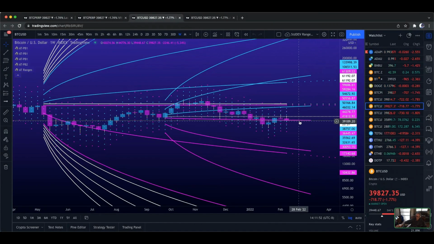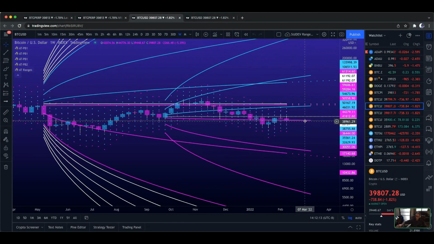If it breaks that this weekend, we could do a 95.4 Laplace move over the weekend, 36,750 area, right? 36, actually it's 36,444. So let's be looking for that. I mean, hell, that's another about $3,300 drop from where we're at right now. Don't be shocked if it does it.